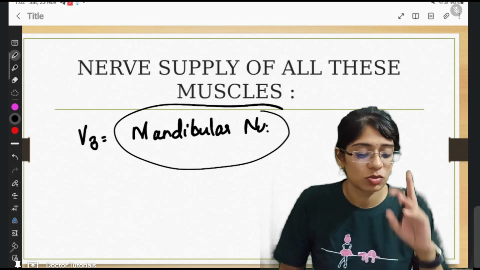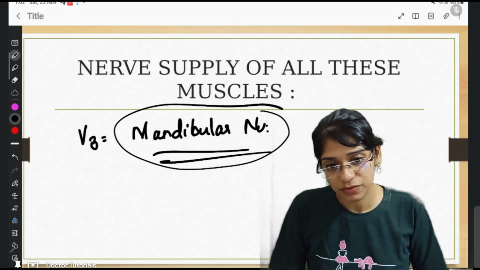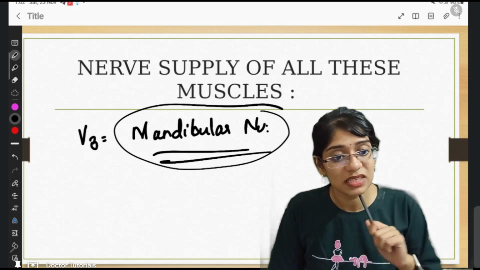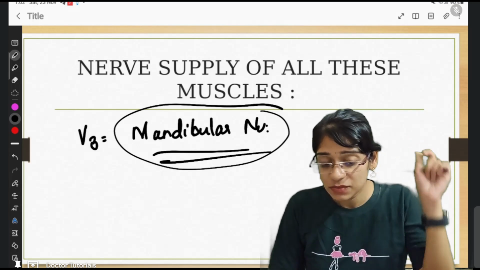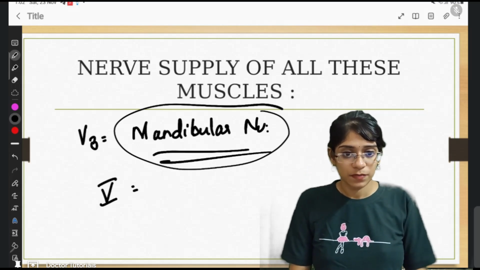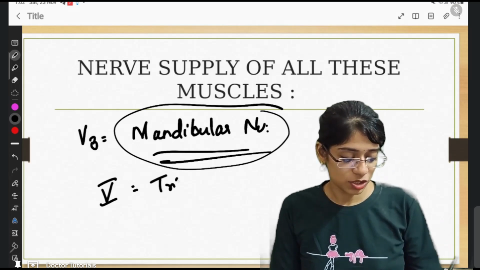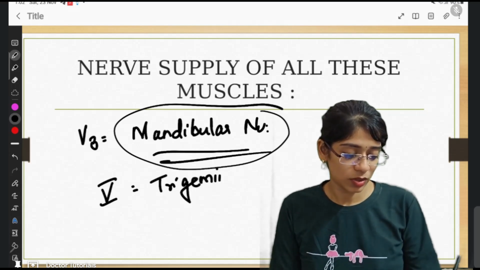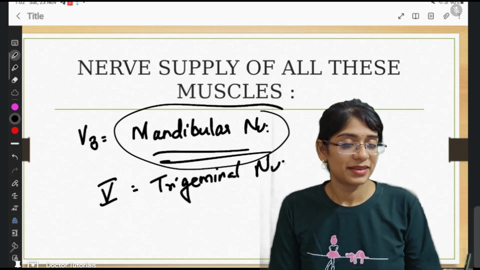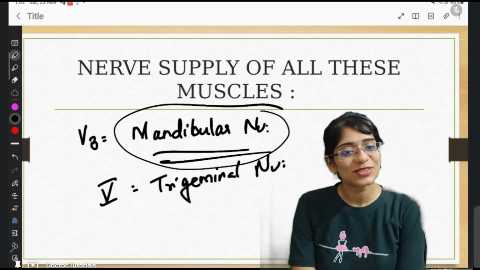All the mastication muscles are supplied by the mandibular nerve. So the mandibular nerve is a division of which nerve? It is a division of the fifth nerve. What is the fifth cranial nerve, guys? Very good, the trigeminal nerve.